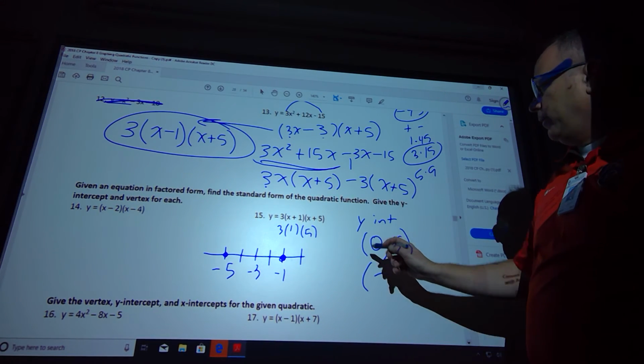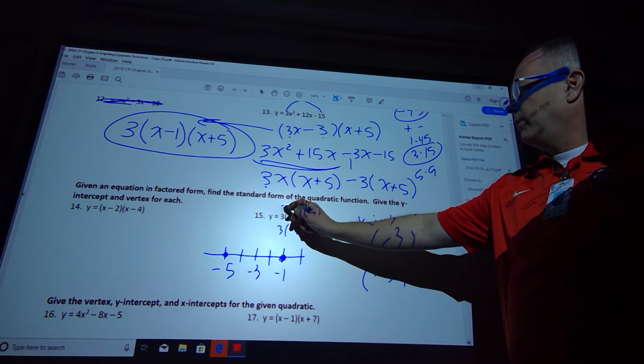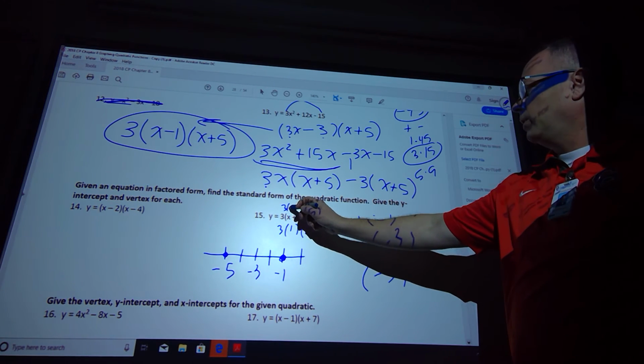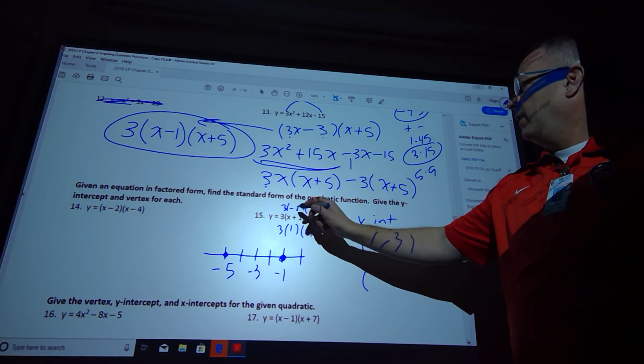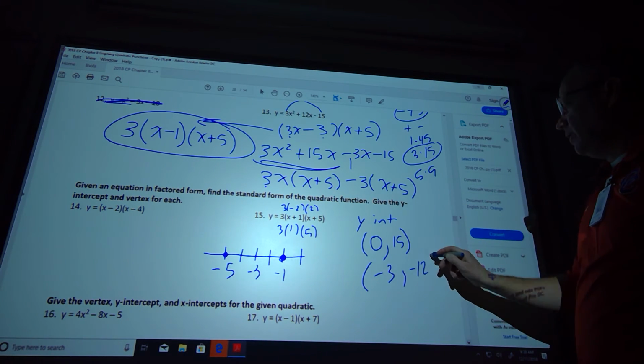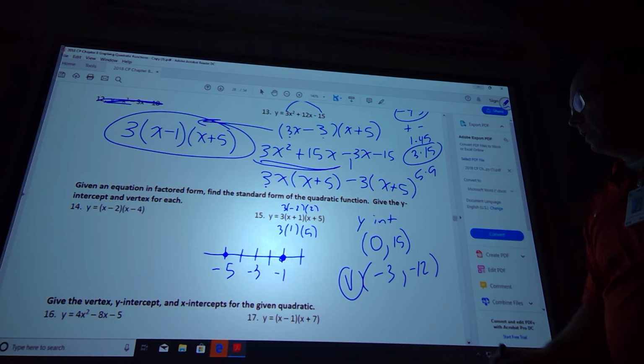And I'll take negative 3 and plug it in for x. So I have 3 still up front. Negative 3 plus 1 is negative 2. Negative 3 plus 5 is 2. And that's going to give me a negative 12. So that's my vertex.